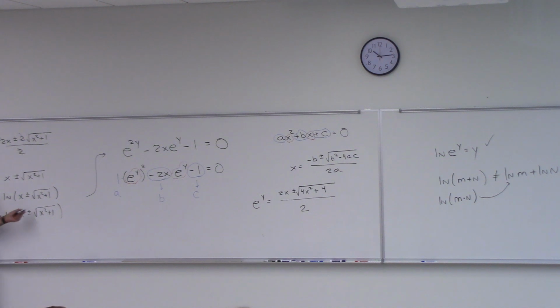Can somebody tell me the relationship between this quantity and this quantity, no matter what x you ever plug in? Go ahead. The root is always bigger. This side's always bigger than this. This is always bigger than this.